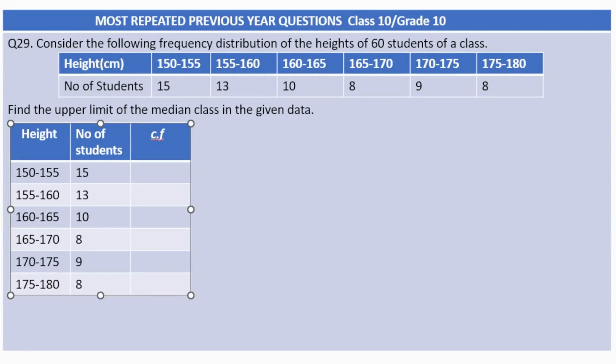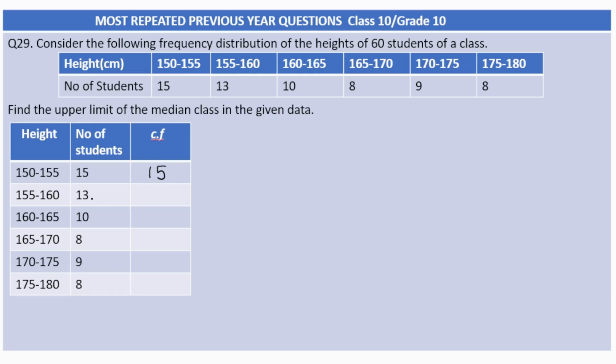Now let's start with this question from statistics. The question says, consider the following frequency distribution of the heights of 60 students of a class. So this is height in centimeter and the number of students for each class of height. The question is asking, find the upper limit of the median class in the given data. So what I have done is draw this table to find the cumulative frequency for each class. So for the first class, 150 to 155 centimeter, the cumulative frequency will be 15.